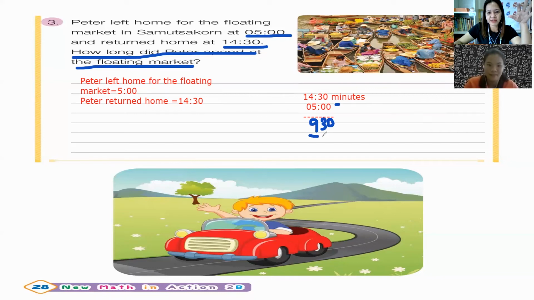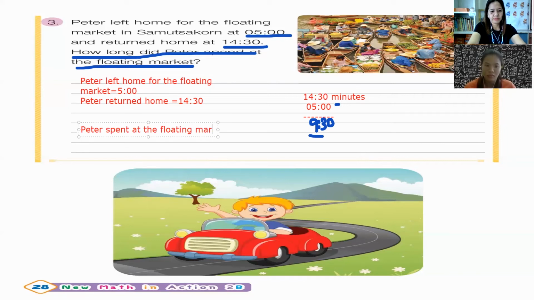Teacher D already wrote it. So 9 hours, 30 minutes. And teacher, how can we answer that properly? Therefore, Peter spent at the floating market, so write capital Peter spent at the floating market nine hours and how many minutes again? 30 minutes.